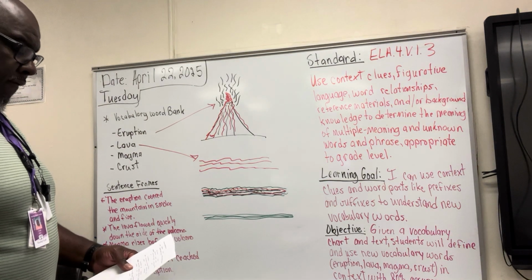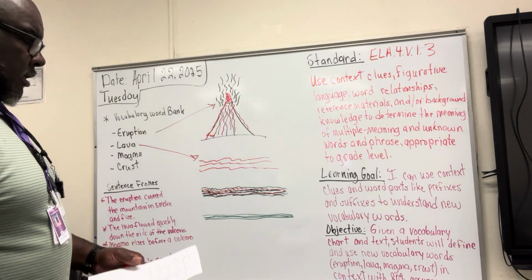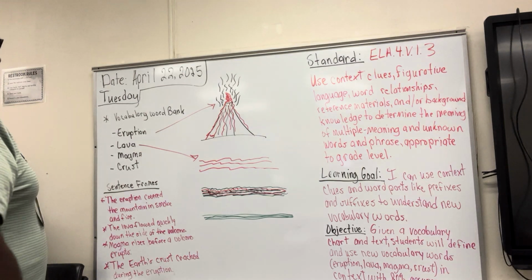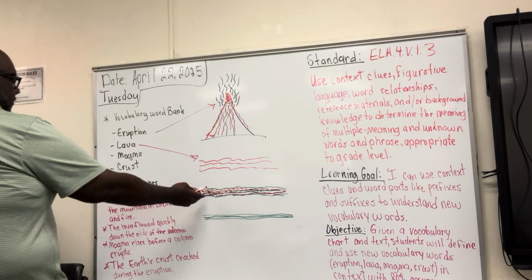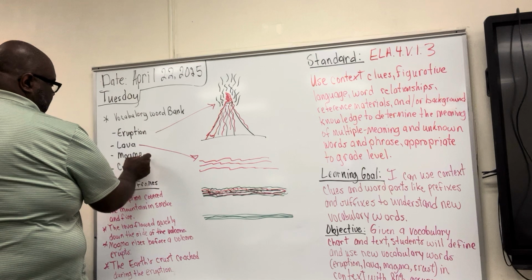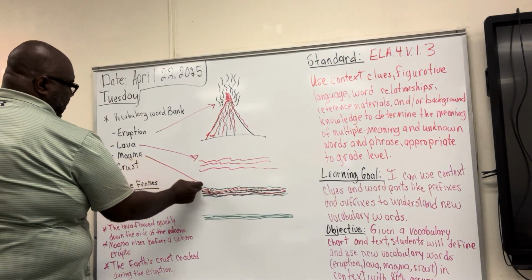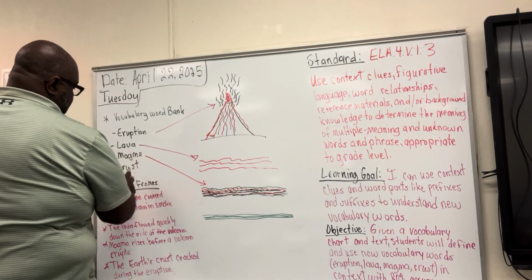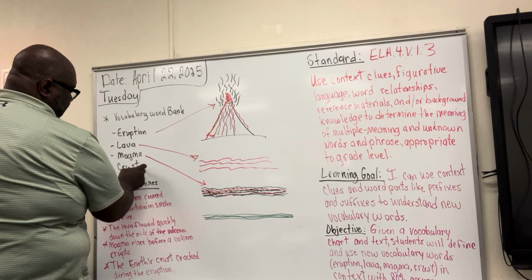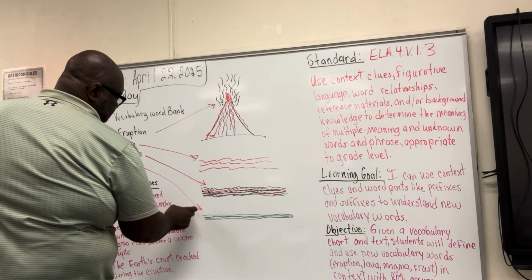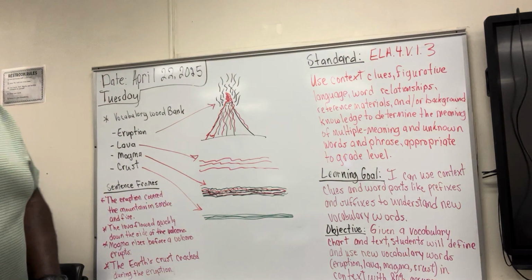Magma rises before a volcano erupts, so it's the Earth's crust. This green and red and brown kind of is a mixture of the Earth's crust. And then crust is the green, that's the grass. All right, so we did it. So we mashed them up.